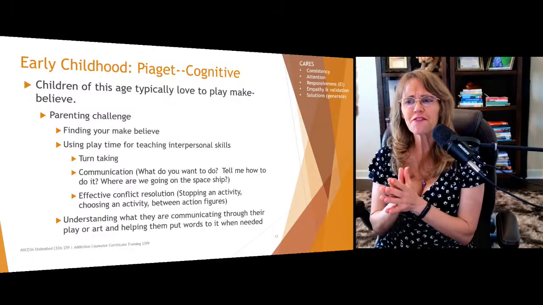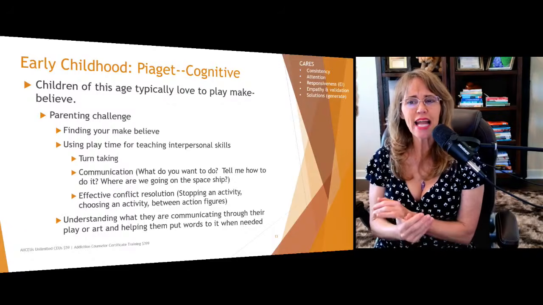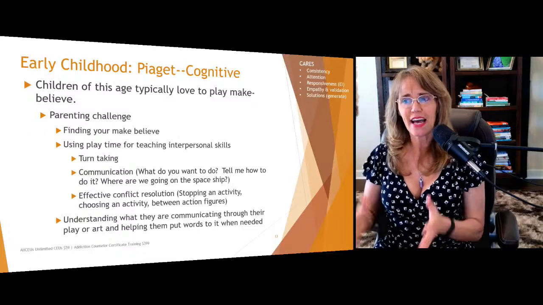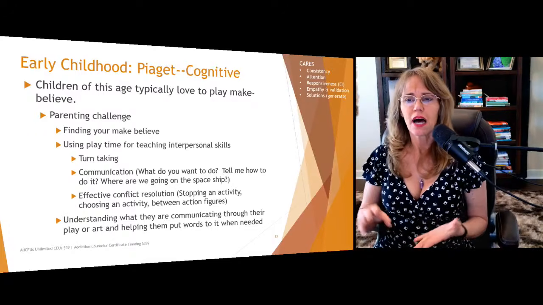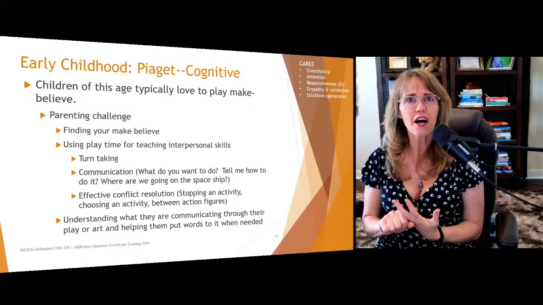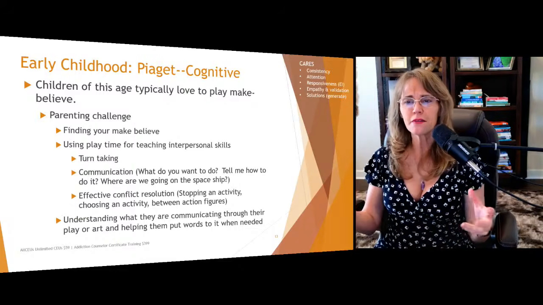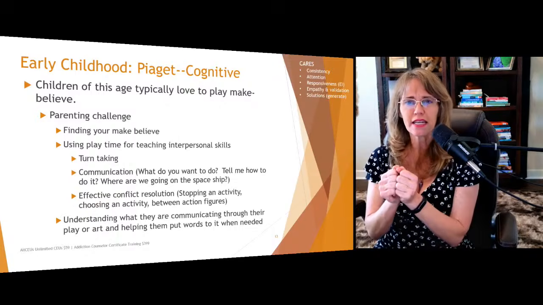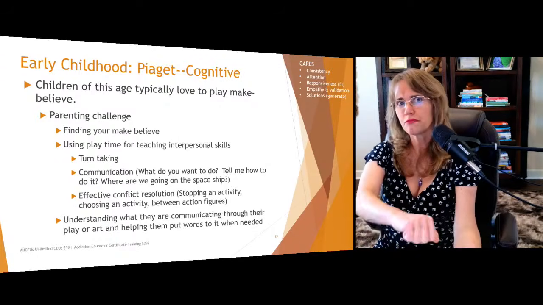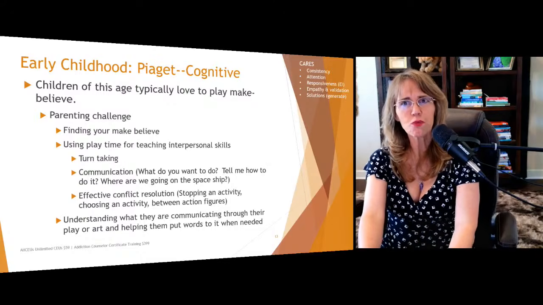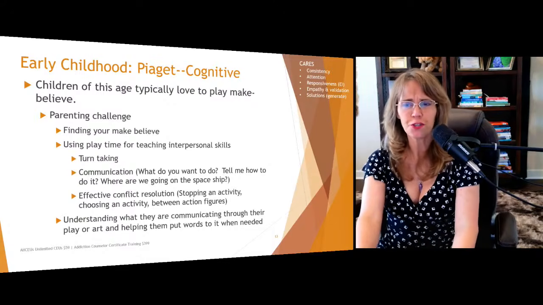And effective conflict resolution: stopping an activity when somebody gets upset and resolving the issue, resolving conflict over what to do, choosing an activity, or even you can use action figures to role play this out. Let's role play this and see what your action figures would do in this situation.